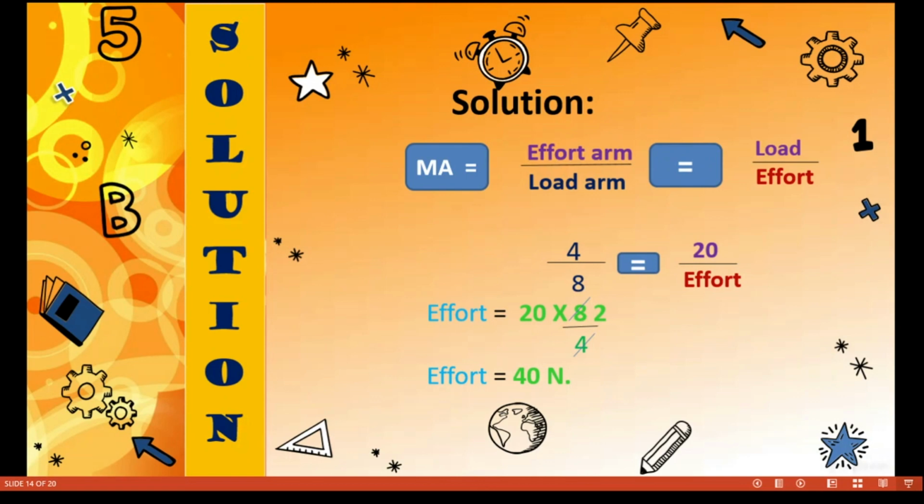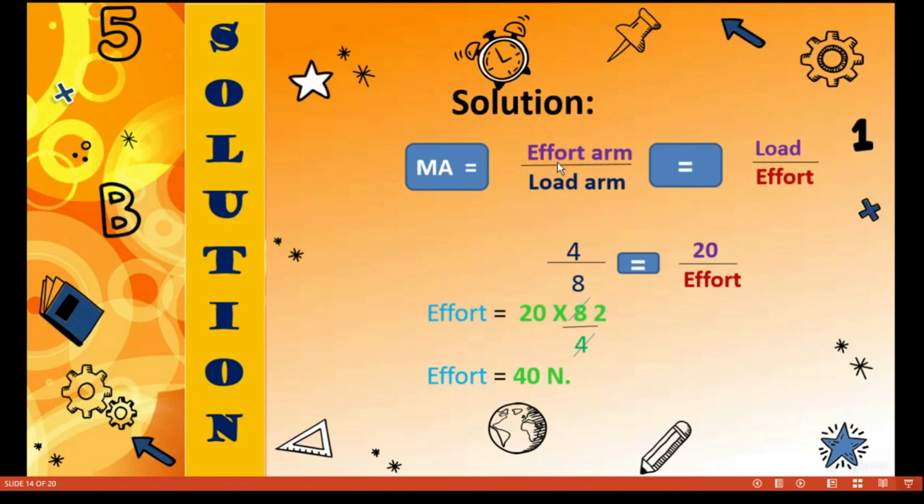So we know the very famous formula for mechanical advantage. There are two formulas actually for mechanical advantage. One is the load by effort. Mechanical advantage is equal to load by effort, and it can also be written as effort arm by load arm. Now we are going to combine these two formulas, that is effort arm by load arm is equal to load by effort.